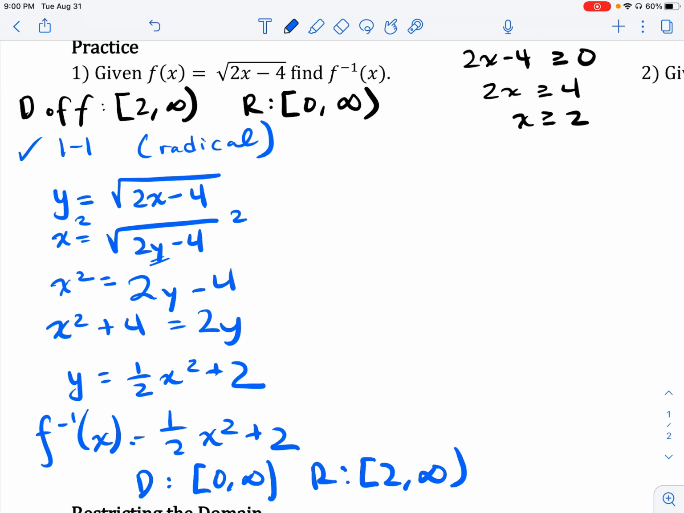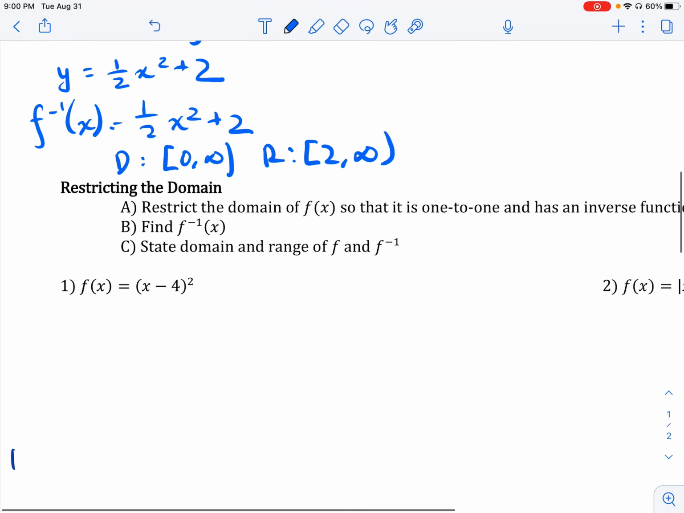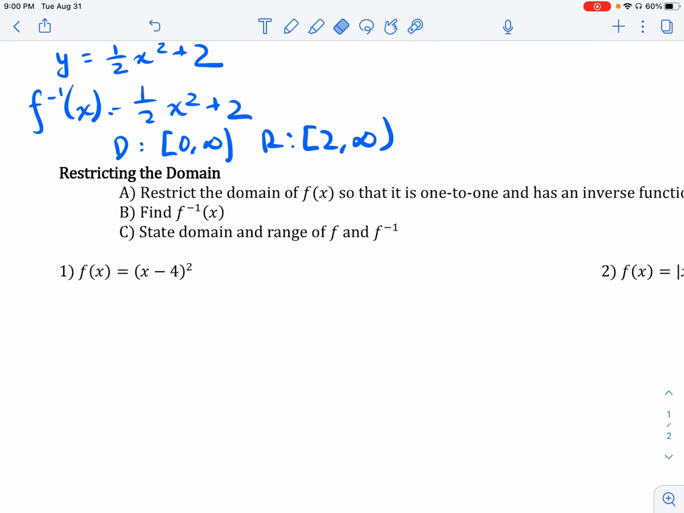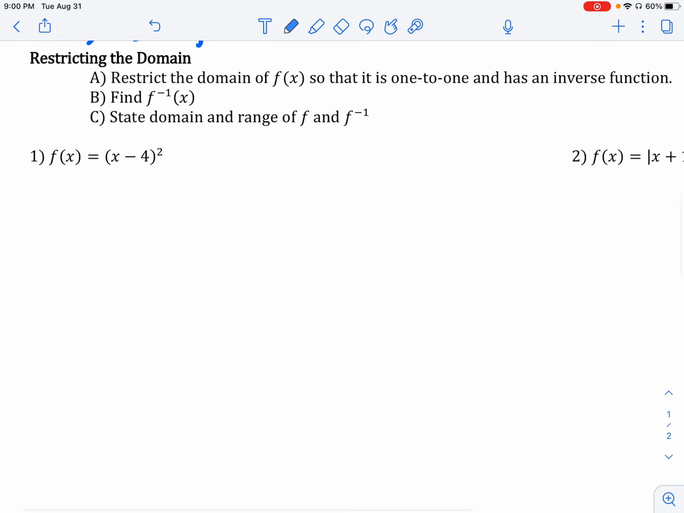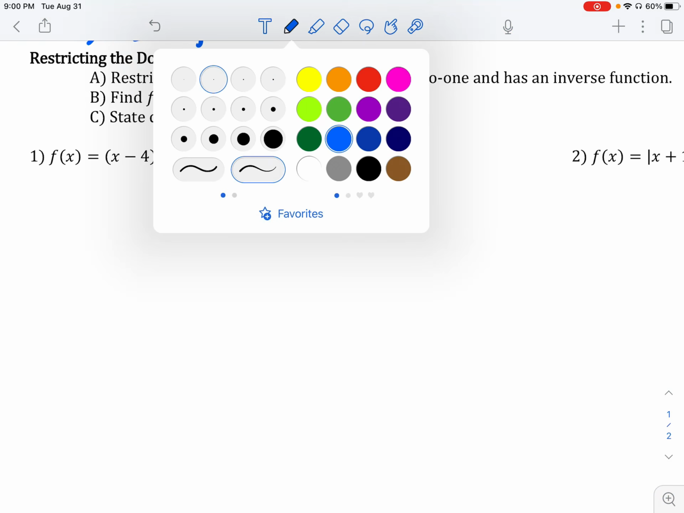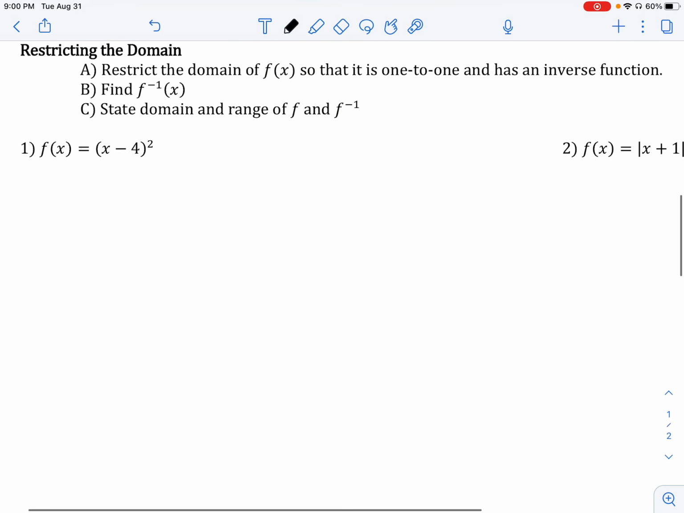Okay? So in closing, I want to do a problem now where I am going to need to restrict the domain in the event that a function is not 1 to 1. So let's go over the directions real quick on what to do, or approach on what to do when our function is not 1 to 1. So we're going to restrict the domain of our function so that it is 1 to 1 and has an inverse function. We're going to find the inverse, and then we're going to state the domain.